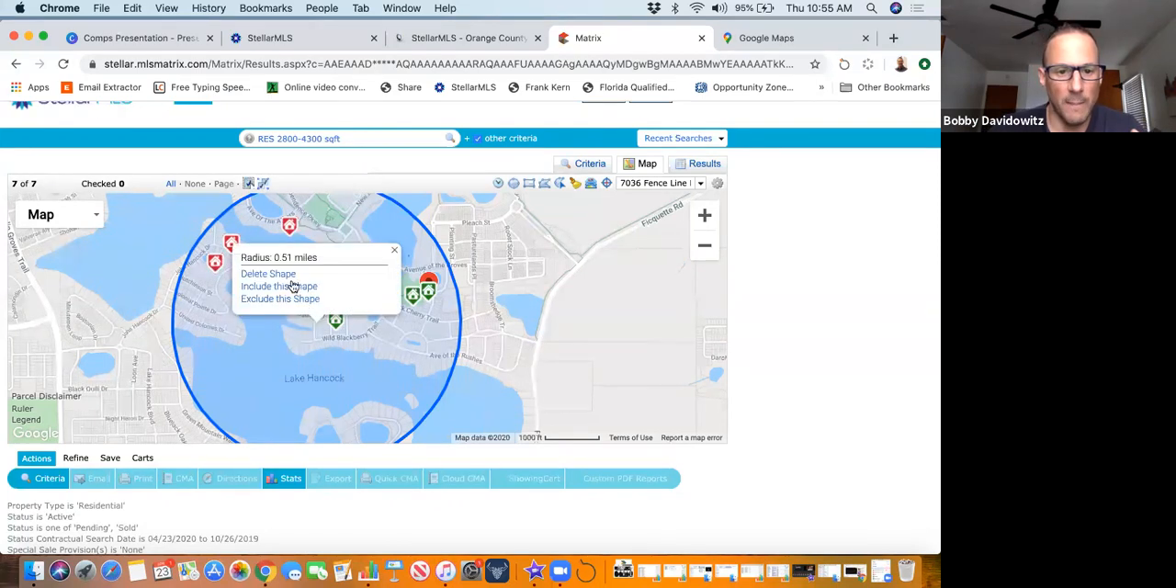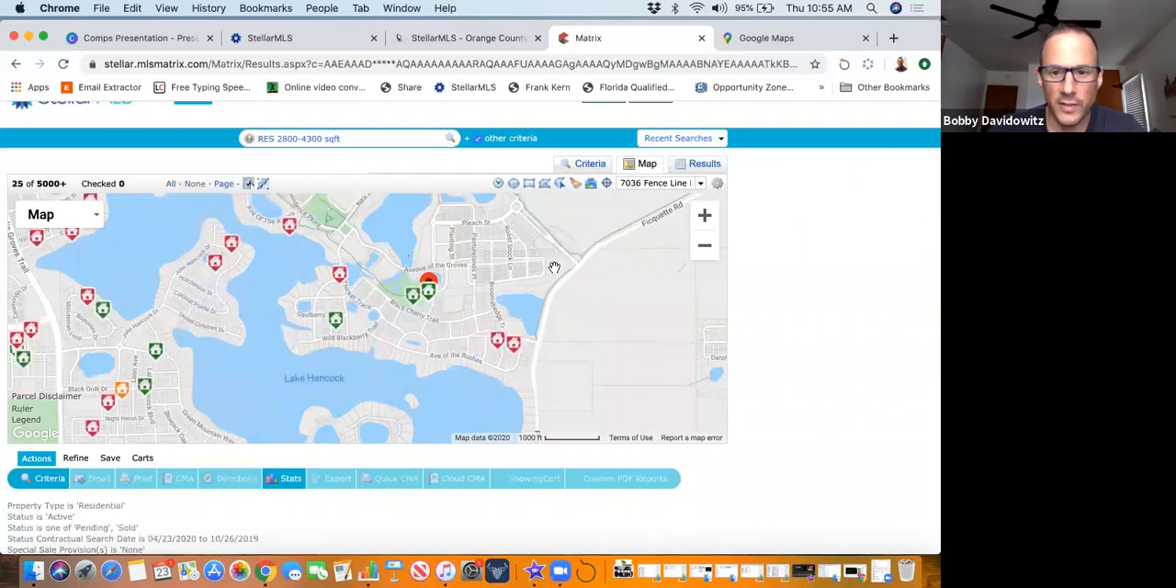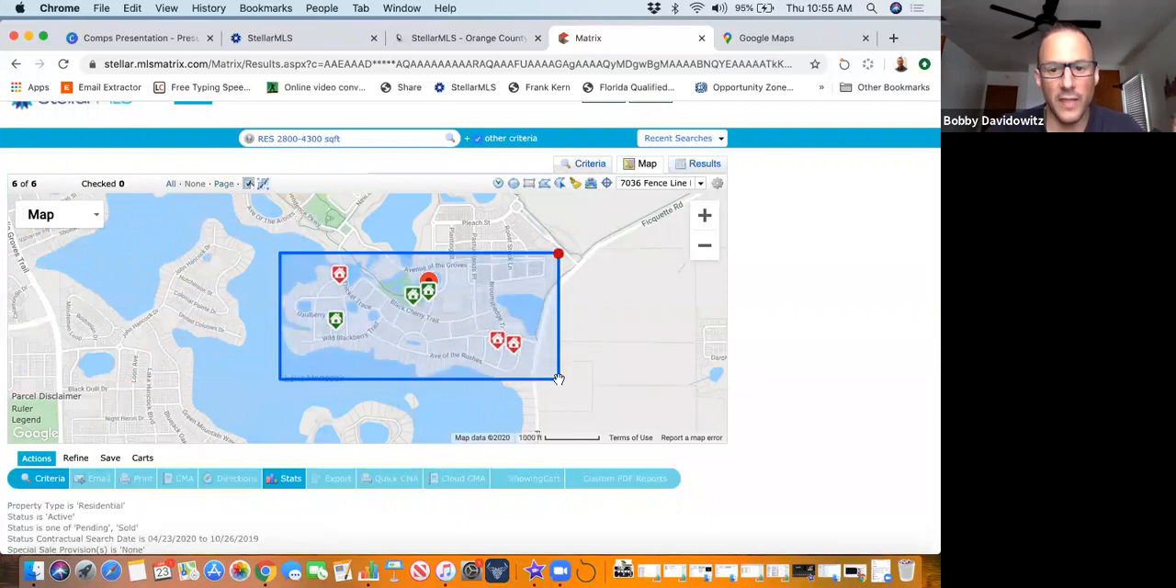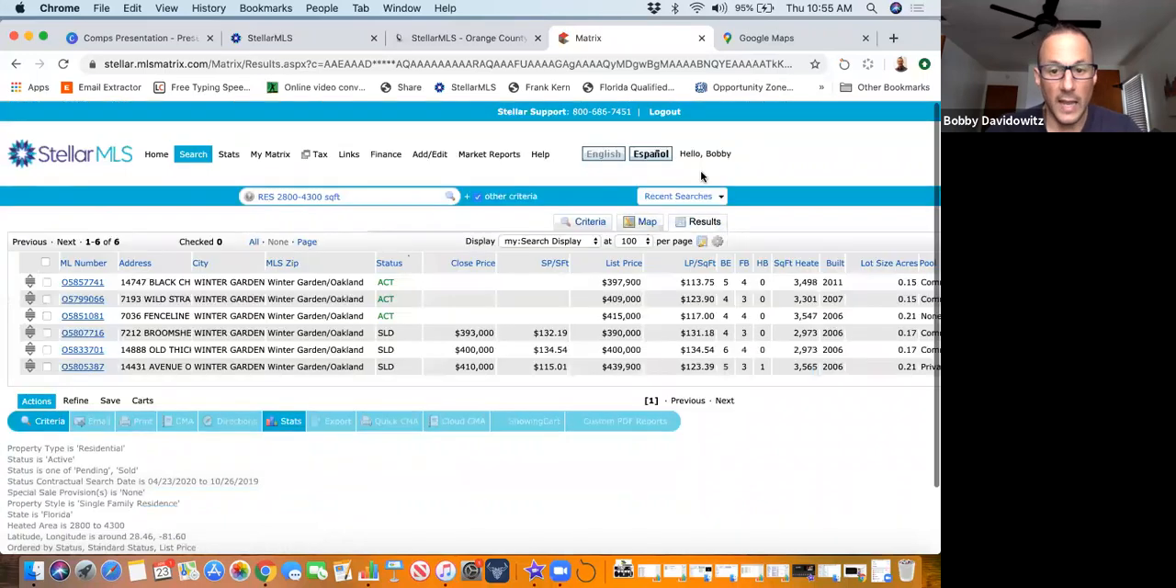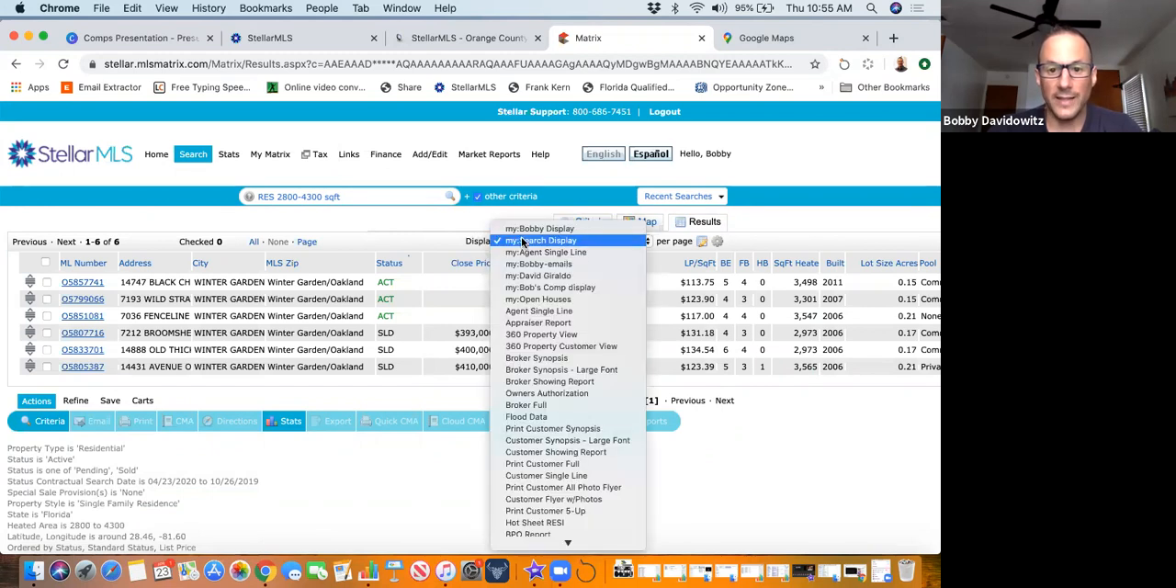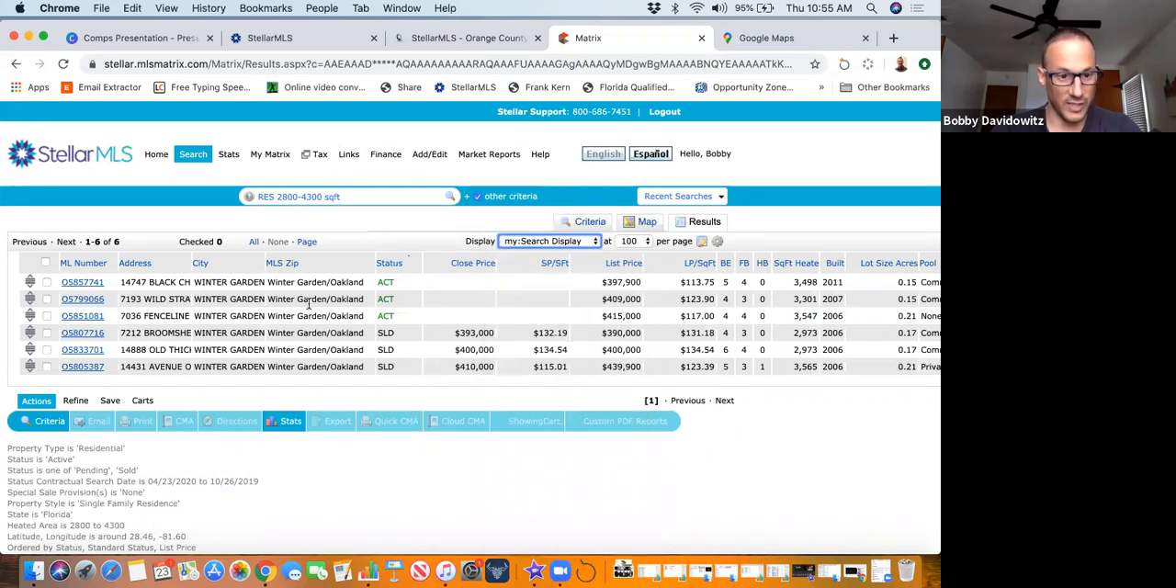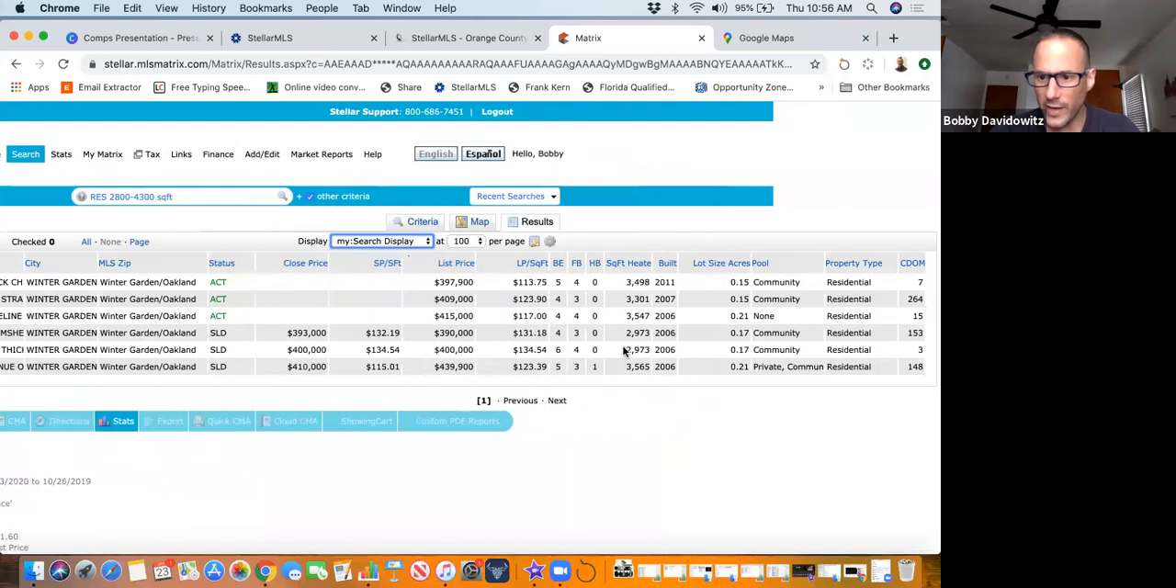So let me delete this shape and just capture this little section right here, and I can do that with a rectangle, okay? So bam, let's just take a look at these for right now. So let's go into our results. And this is where I show you guys how to do what we just talked about earlier, which is, remember when I set up a custom display? Well, you see right here where it says display, guys? I can click down here and I can find my custom display. There's Bob's comp display. So as you can see in this kind of search display, which is the default, there's a lot of information here, but some of the information I want is all the way down here, like days on market.